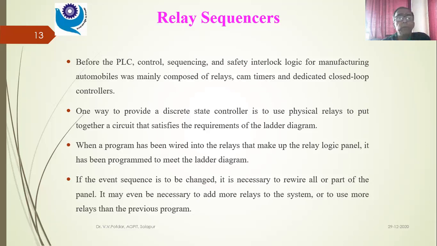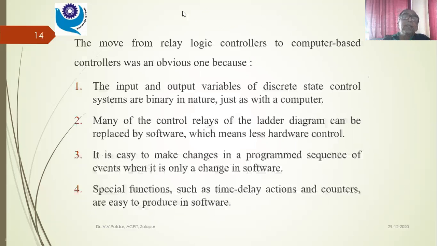When a program has been wired into relays that make up the relay logic panel, it has been programmed to meet the ladder diagram. If the event sequence is to be changed, it is necessary to rewire all or part of the panel. It may even be necessary to add more relays to the system. We're talking about these older relay sequencers.